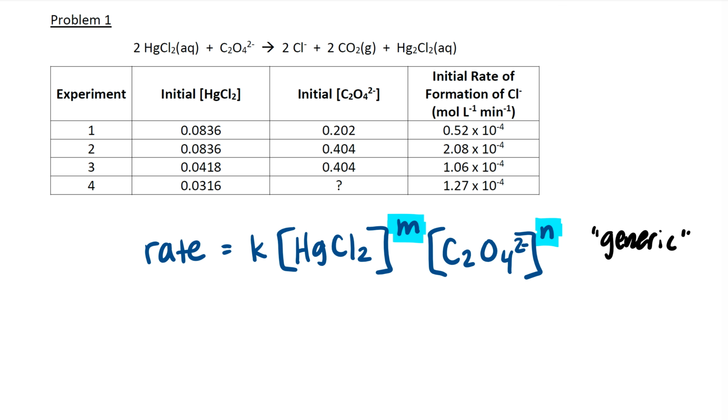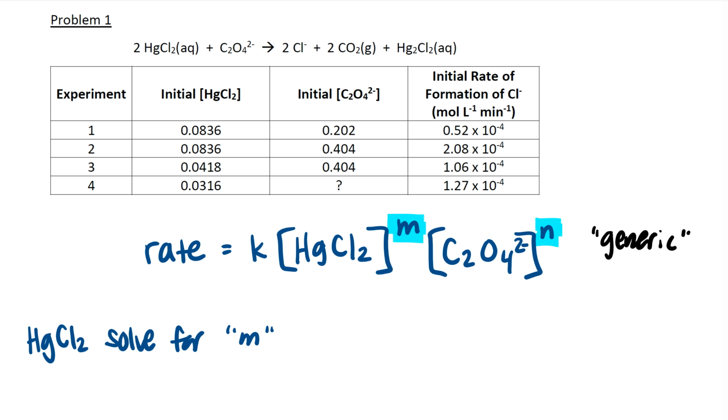I'm first going to show you the table logic, which is really helpful to quickly determine the orders, especially on multiple choice type problems where you don't really have to show your work. This is more of a thinking way of determining, okay, changing one reactant, how does that affect the reaction rate? So in doing this, we're just going to focus on the first reactant, the mercury chloride, and we're going to solve for m, its order.